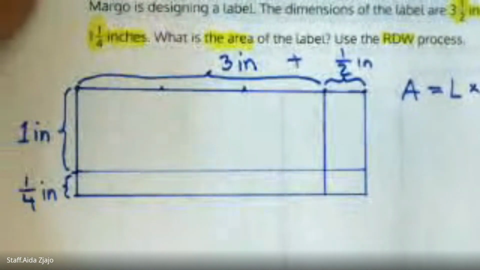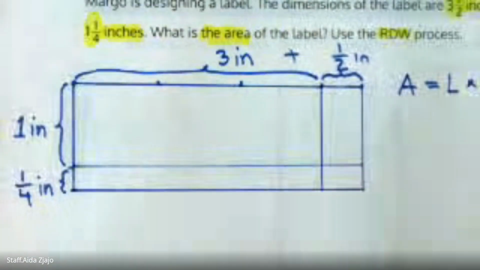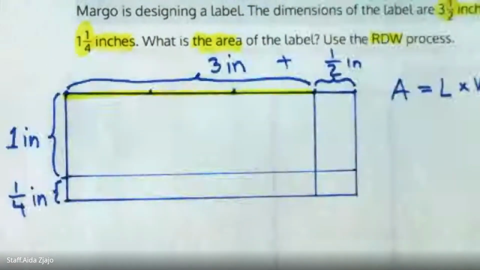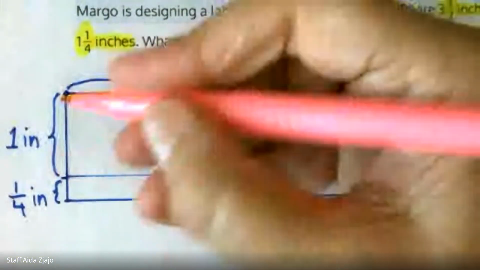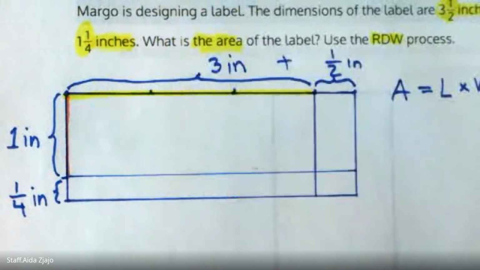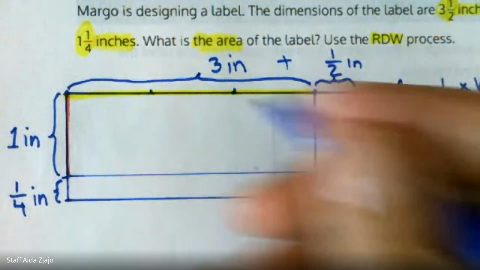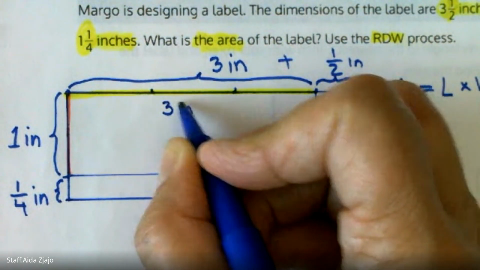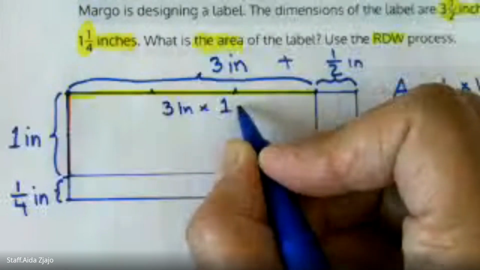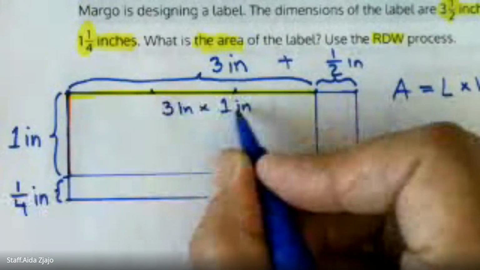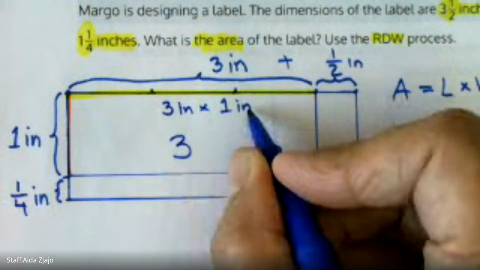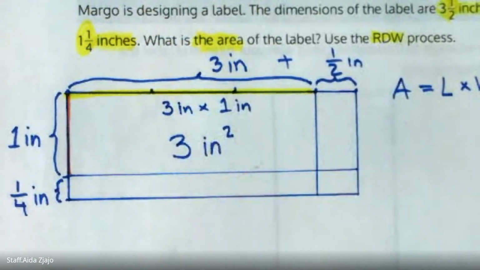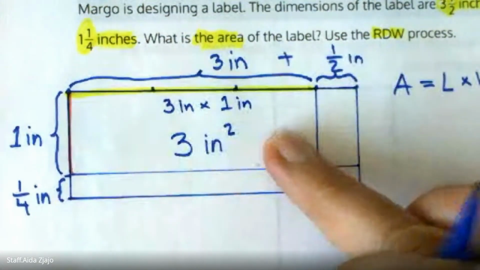Okay, so in this case, this is the length. So 3 by 1. 3 times 1 is 3. Sometimes I do it like this: 3 inches times, if I have enough room, 1 inch. That makes 3 times 1 is 3, and inch times inch is inch squared, squared inch. Okay, so I got this area here.